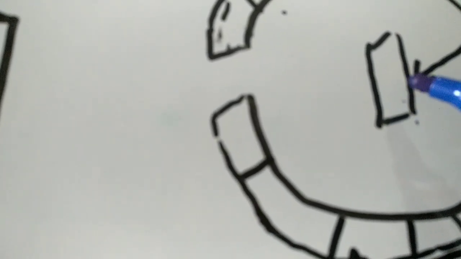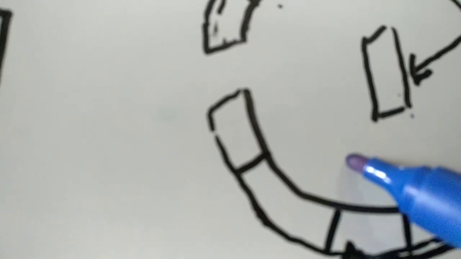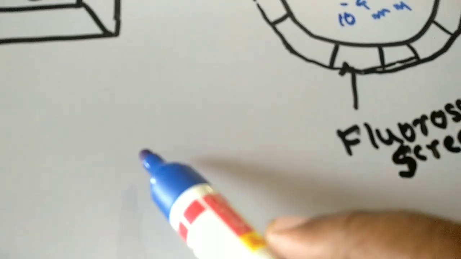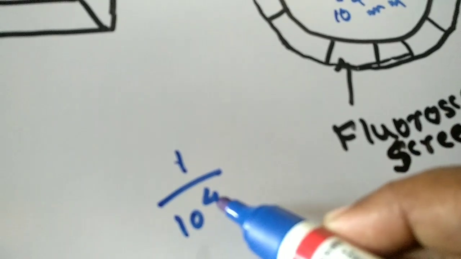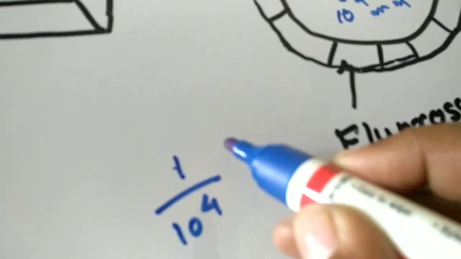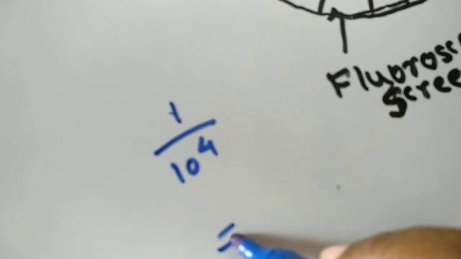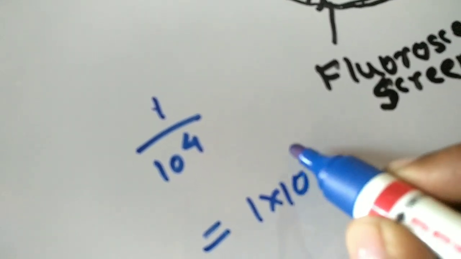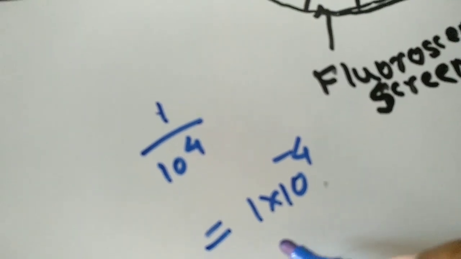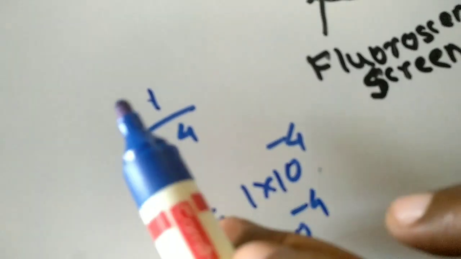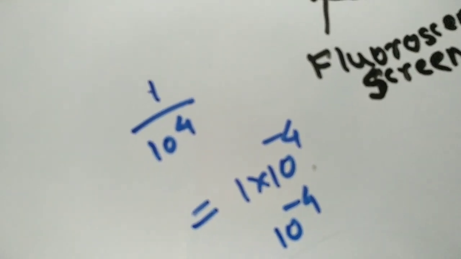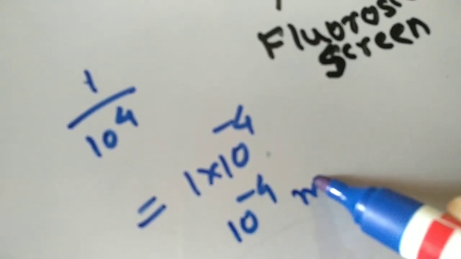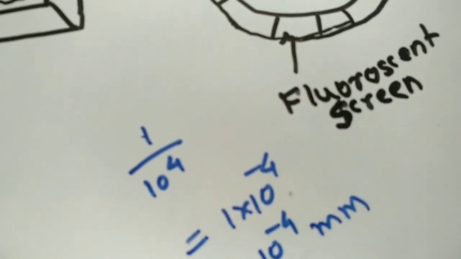So this sheet is very thin. Its thickness is 10 to the power minus 4 mm. What does that mean? When we learned indices, 1 by 10 to the power 4, when we move it up to the numerator position, it becomes 1 into 10 to the power minus 4, that is 10 to the power minus 4. So when 1 is divided by 10 to the power 4, we get an idea about the thickness. It is that much thick.